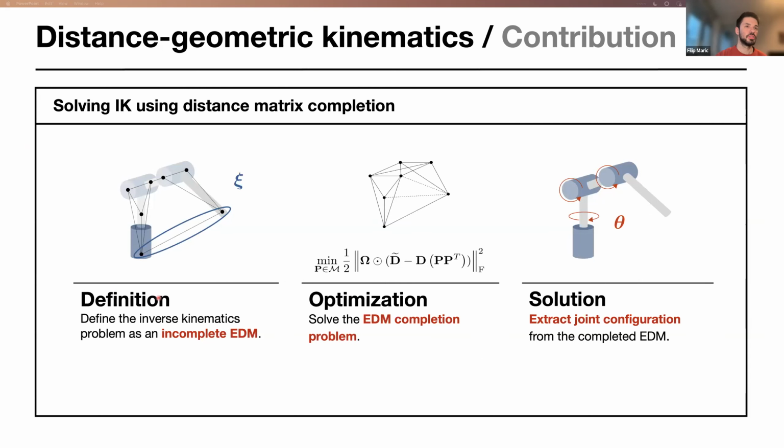So an overview of this would be: we define the problem as an incomplete Euclidean distance matrix, which can also be visualized as an incomplete graph. Then we perform an optimization that serves to find the remaining distances, or the remaining elements of this matrix, or complete the graph. Then from this complete distance matrix, we could retrieve the point set, and from the point set, we could retrieve the joint angles, extract the joint configuration, and check for constraint violations.